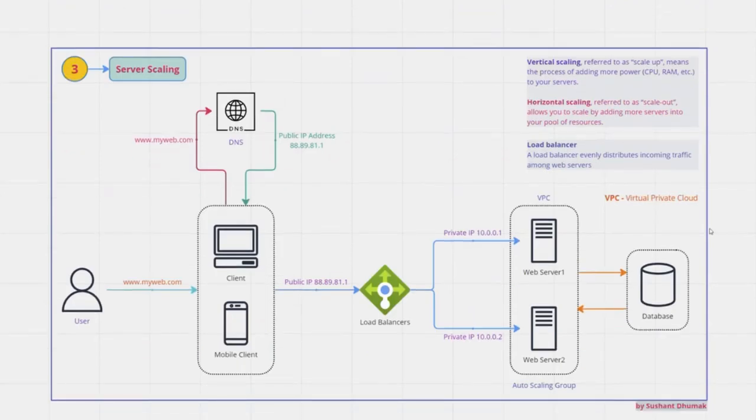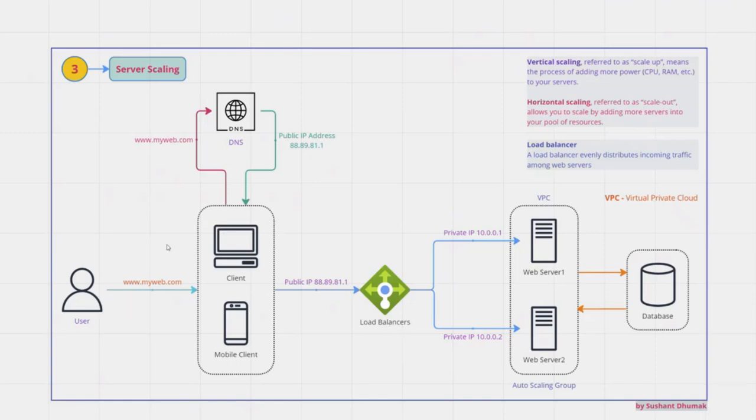First we'll look at how we will solve the single point of failure at the web server layer. There are some changes that we have done. If you see now, instead of one web server, there are two web servers, and they are put under an auto scaling group. These two web servers are in a VPC, virtual private cloud. I'll let you know what exactly this means. And there is one more component we have added, called a load balancer.